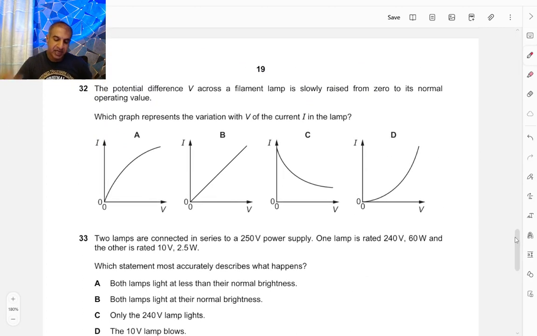Okay, this is something that we can do. The potential difference V across a filament lamp is slowly raised from 0 to its normal operating value. Which graph represents the variation with V of the current I in the lamp? This is something we have already done in the past.